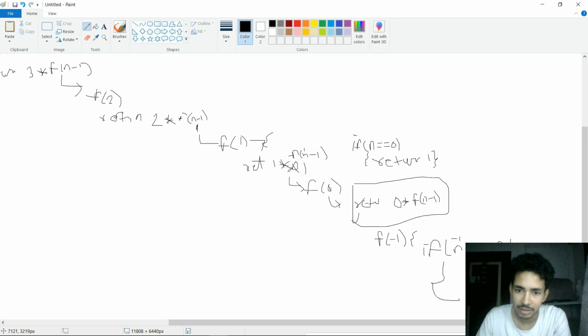Here the condition is stopped, because n is equal to 0. It will not move further. When n is equal to 0, then we will get 1. So here f of 0 is 1. Then it will come back in this loop, f of 1. So 1 multiplied by this function.